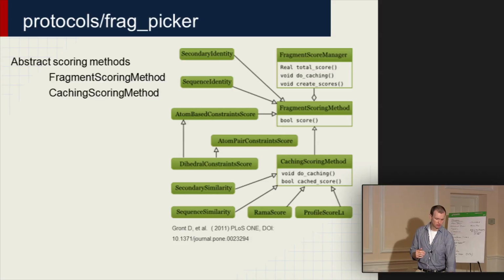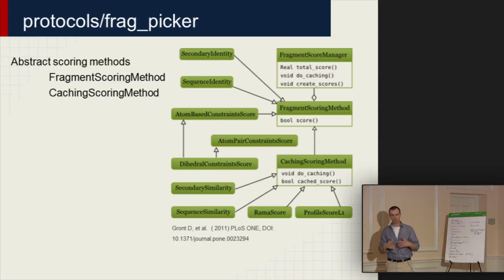Just to give you a little glimpse of the internals, it has a fairly generic and extensible way of describing how you should score each fragment. So there's a fragment scoring method, and this is the base class from which a number of fragment scores derive. For instance, the sequence identity would compare the sequence of your target protein against the sequence that your fragment has originated from. And that would give you some score.